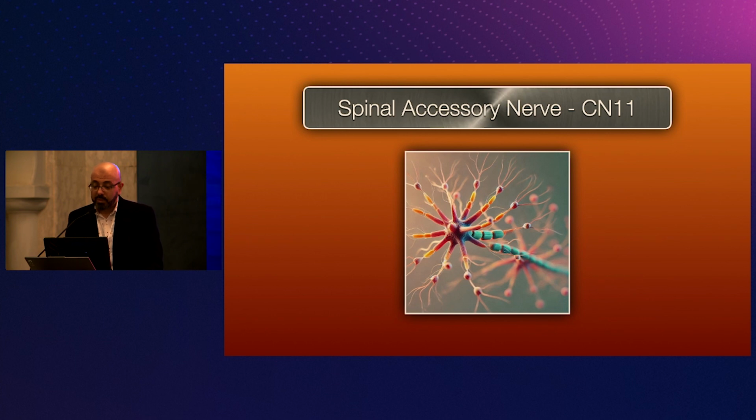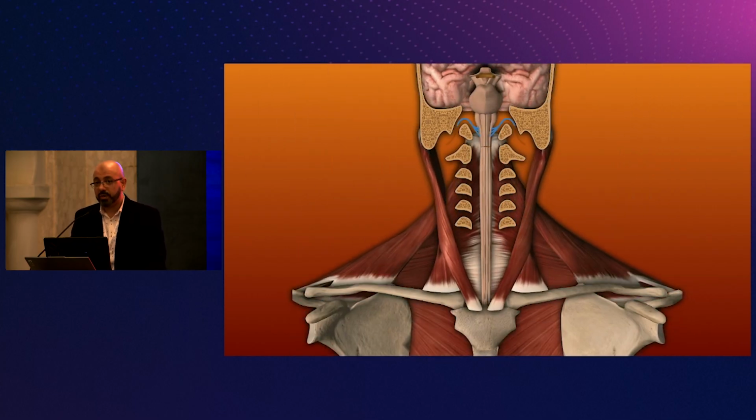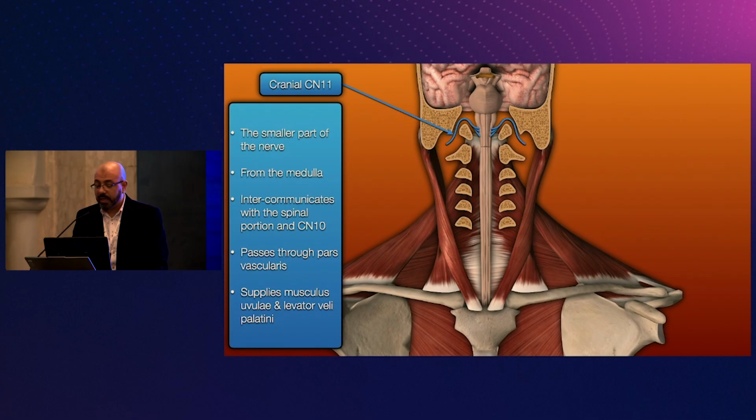Cranial nerve number 11, the spinal accessory nerve, is a complex nerve. It has two different parts: the smaller cranial part of the nerve, and the spinal part of the nerve. The smaller part arises from the medulla oblongata. It intercommunicates with cranial nerve number 10 and also the spinal segment of number 11, and it passes through the pars vascularis alongside the spinal part as well.